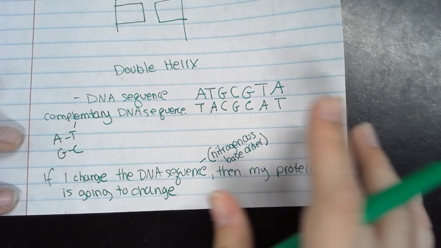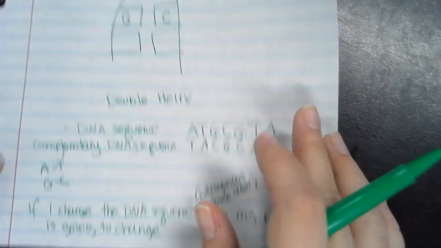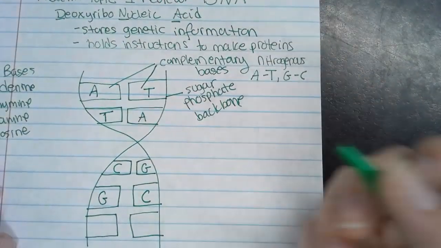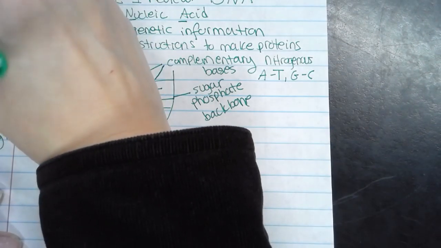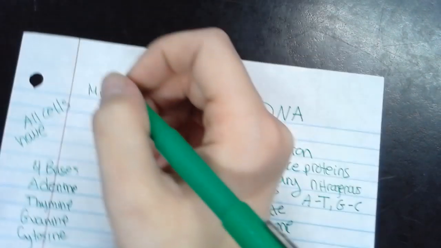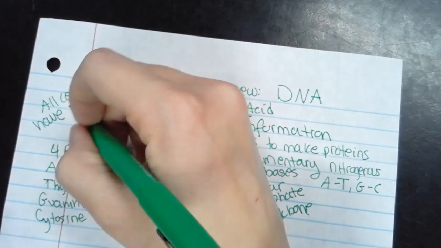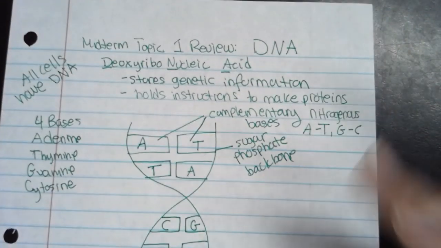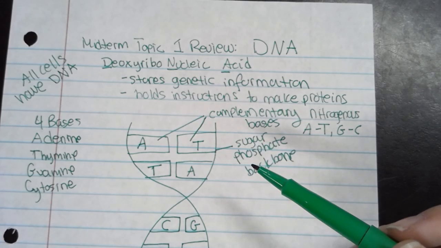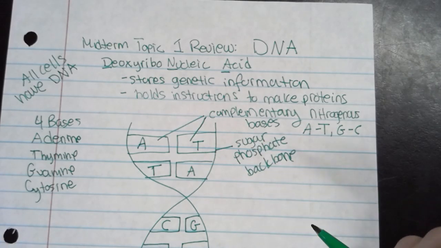All right, one last thing. So again, with DNA, this is something that all cells have. This is one of the characteristics of life, to say that all cells have DNA. It doesn't matter if you are eukaryotic, prokaryotic, you have DNA, because all organisms also need to have protein. All right, so this is your review of DNA.